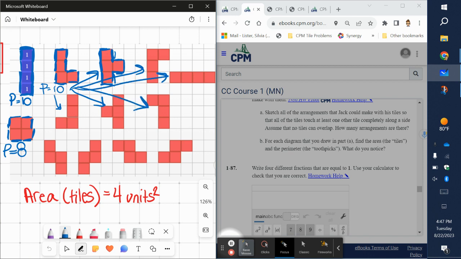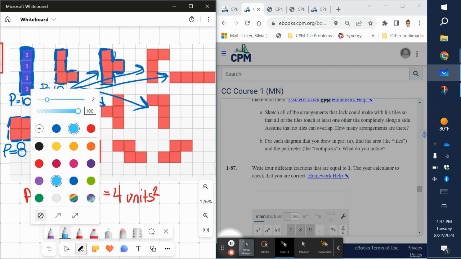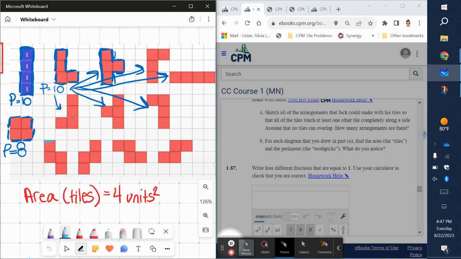I can count these at the bottom. I should probably change my color just so that I'm a little less confused. So here's 1, 2, 3, 4, 5, 6, 7, 8, 9, 10. Holy moly. And so since these other ones are all little zigzags just rotated, that means they all have 10. So there's only one shape that has a perimeter of 8. And all the other different ways I can make shapes have a perimeter of 10. That's fascinating.